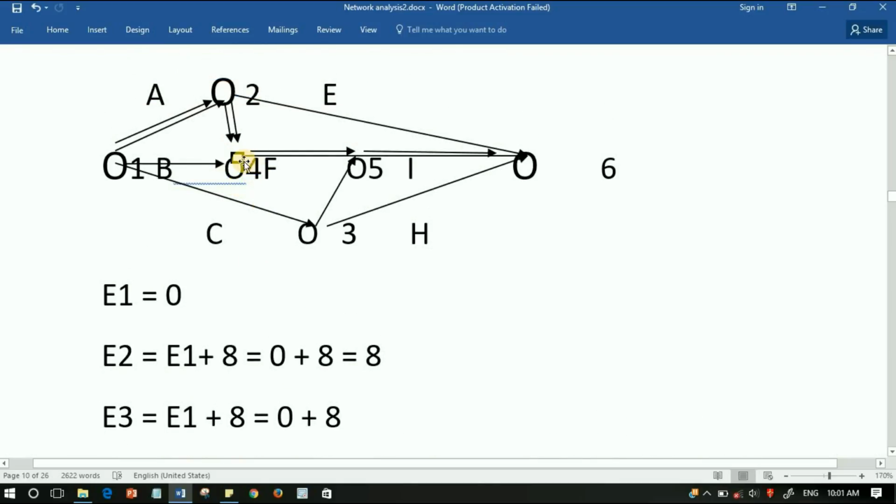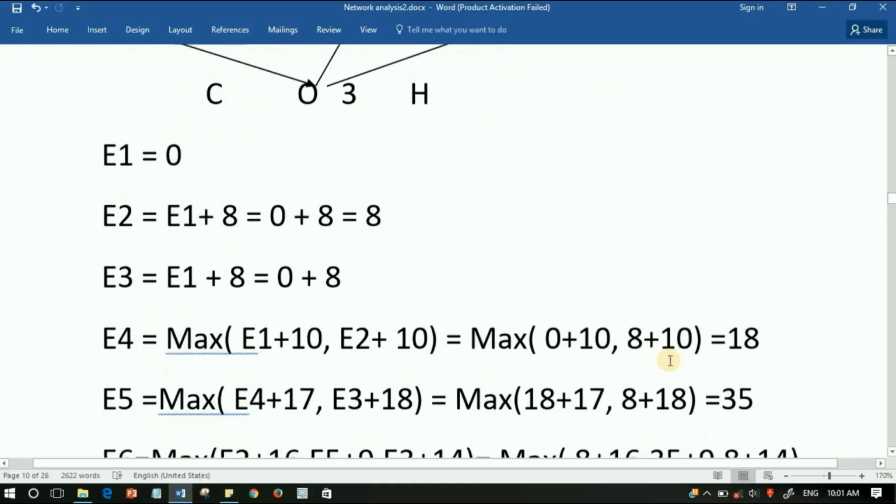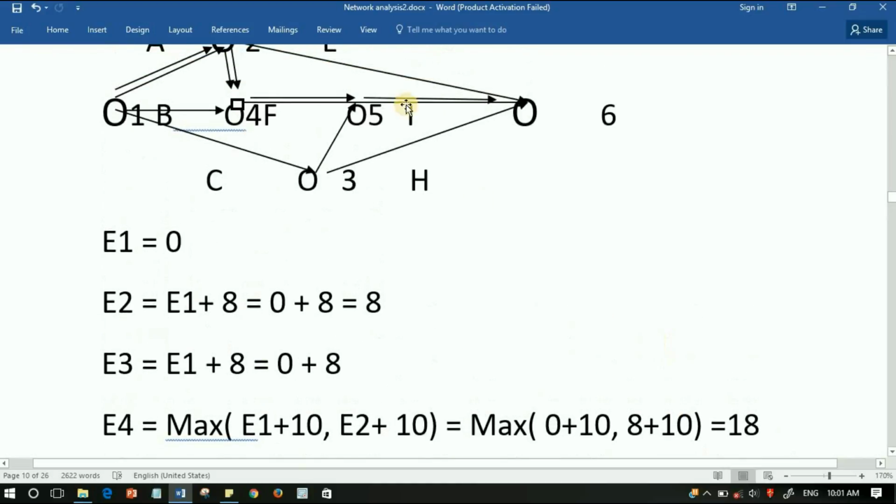Then you can see E4. If you want to start event 4, it can come in both ways. That is, after completing the activity 2 to 4 and 1 to 4, you can start only the activity from 4. So there are two paths. In this case, we take the maximum of E1 plus 10 and E2 plus 10. That is maximum of 0 plus 10, 8 plus 10. The maximum is 18.